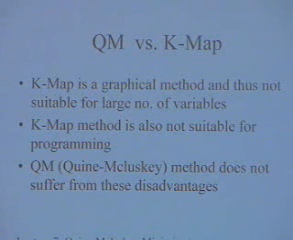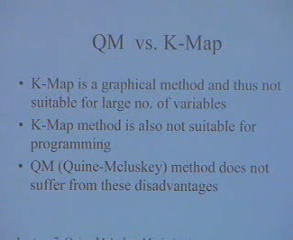So at the outset, let me point out what are the advantages of Quine-McCluskey over the Karnaugh map, or what are the disadvantages. The Karnaugh map is basically a graphical method. It's not very suitable for a large number of variables. If you really look at it, we are trying to spot adjacencies. We are trying to arrange the minterms in a manner so that the neighboring cells differ by only 1 bit.